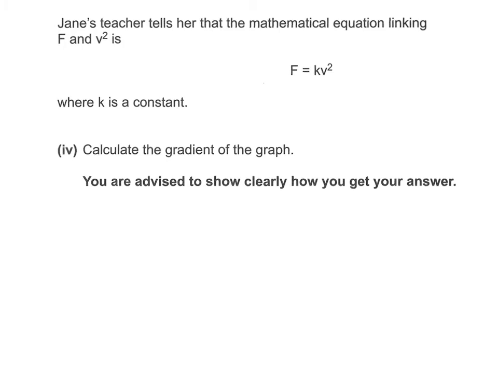Jane's teacher tells her that the mathematical equation linking F and V squared is that F is k V squared, where k is a constant. Calculate the gradient of the graph. So there's a reason why they're doing this, because the gradient is going to be related to the F versus V squared graph, because this is in the form of y equals mx. The thing plotted on the y-axis is F. The thing plotted on the x-axis is V squared. So k must be the gradient of this line. That's why they're asking you to find it.